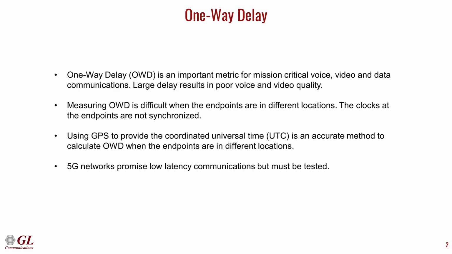Many mission-critical applications rely on fast data communications. Voice, video, and data quality will suffer if the one-way delay is too large. Measuring one-way delay is often difficult when the endpoints are in different geographic locations because each endpoint is relying on its own internal clock, which may not be synchronized. GL's solution relies on GPS to provide the accurate timestamping necessary to calculate one-way delay. This solution can be used to test any network, including 5G.